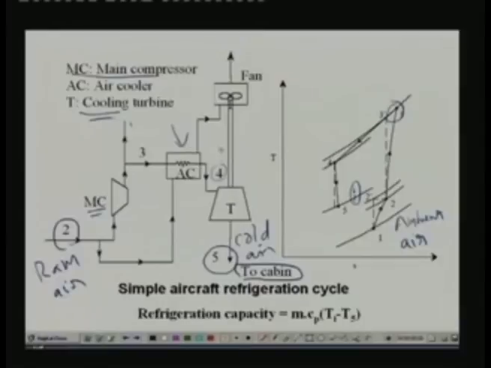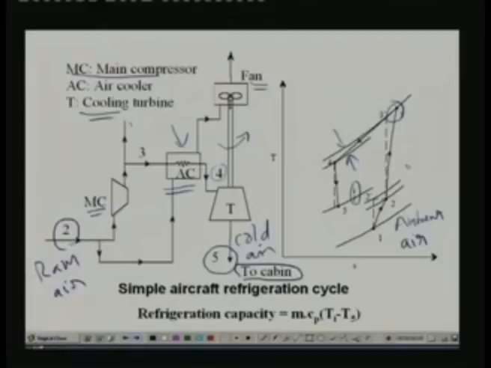The power output of the turbine here is not used for running the compressor or anything. It is used for running a fan. So what does this fan do? This fan drives the air through the after cooler. That means the power output of the turbine is used for running the fan, and the fan makes sure that sufficient air flows through the air cooler continuously. This is what is known as the simple system, and here I have shown the actual cycle. So you have some pressure drops here and non-isentropic processes also.